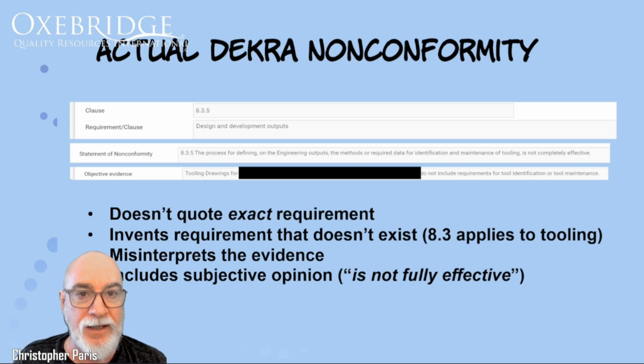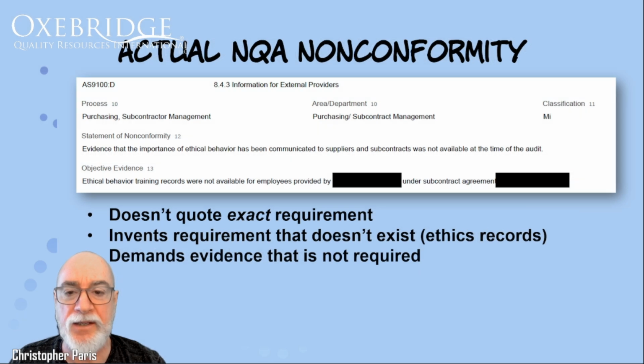And they said that your drawings must contain requirements for tool identification and tool maintenance. That's nowhere near in the standard. It's just not in the standard. It doesn't exist, right? So it misinterprets the evidence, and then, of course, it includes a subjective opinion saying it is not completely effective, which, again, is an opinion. You don't do that.